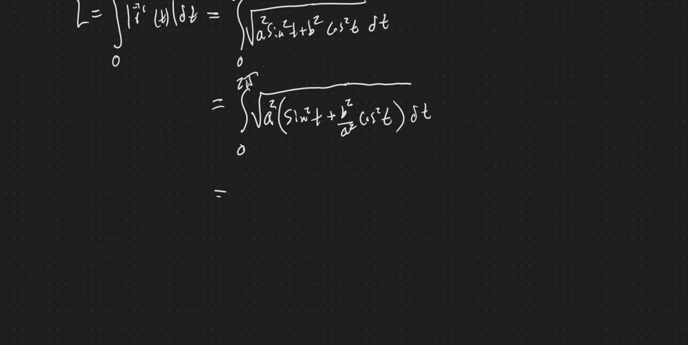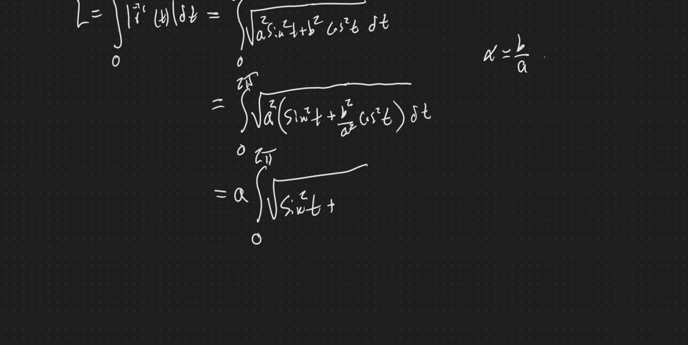a positive quantity. So this is going to be a times the integral from 0 to 2 pi of the square root of sine squared t plus, and then this is alpha squared, right? Remember, alpha is b over a. I defined that earlier as this ratio. So this is alpha squared plus alpha squared cosine squared t.